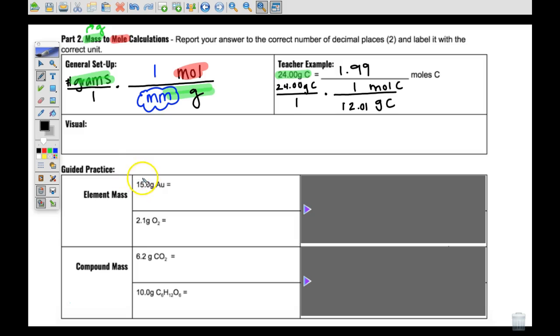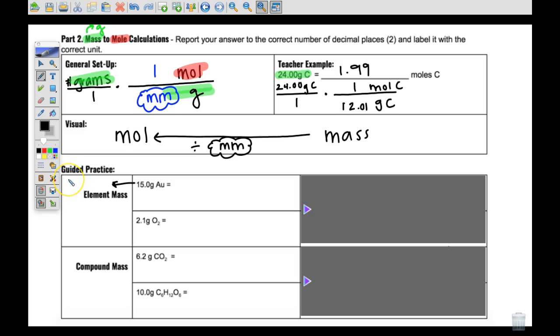So let's do some problems, but we need a visual first. If I have moles and mass, but now I'm going the other way, so I'm going right to left, I'm going to be dividing by molar mass. So let's now do some practice problems together. The first step, although it's kind of a secret, is to determine the molar mass of my elements or compounds.